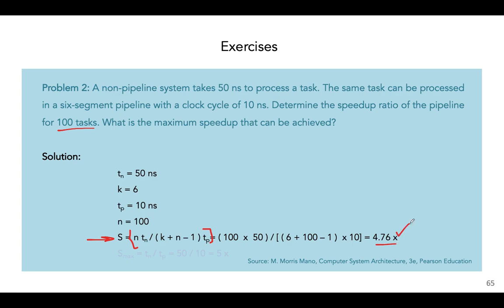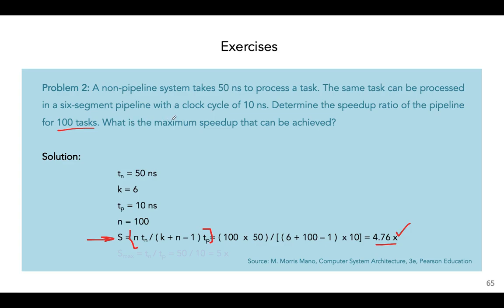Now this symbol represents time, so you must be aware of this, right? So 4.76 times, what this means is the speed up ratio that we obtain if we chose to go with the pipeline system would have been 4.76 times. That is, your pipeline system is 4.76 times faster than your non-pipeline system. That is what this explains.